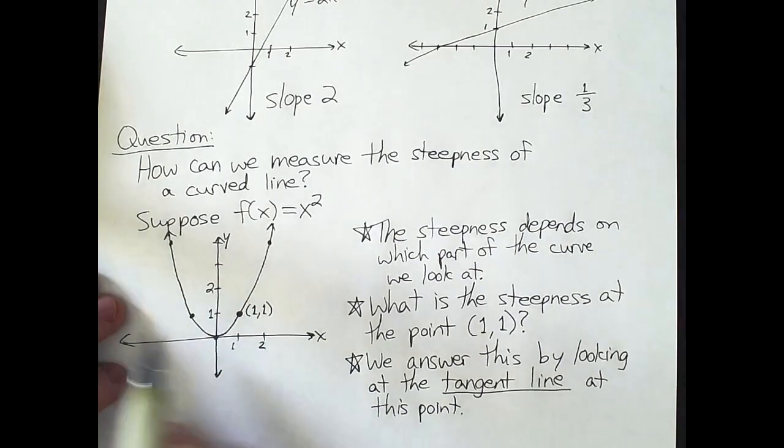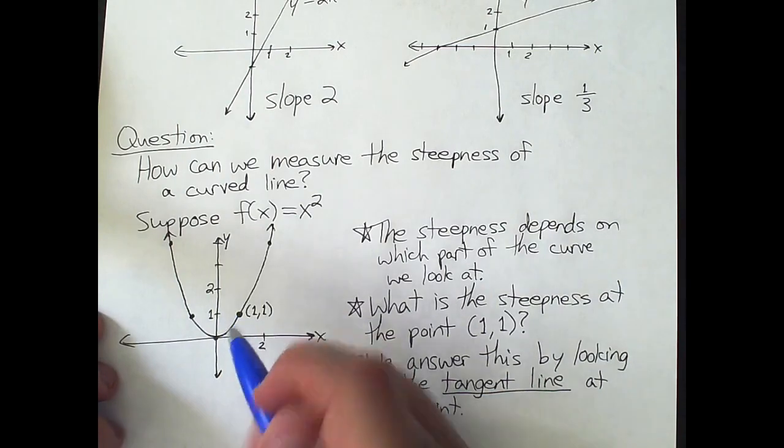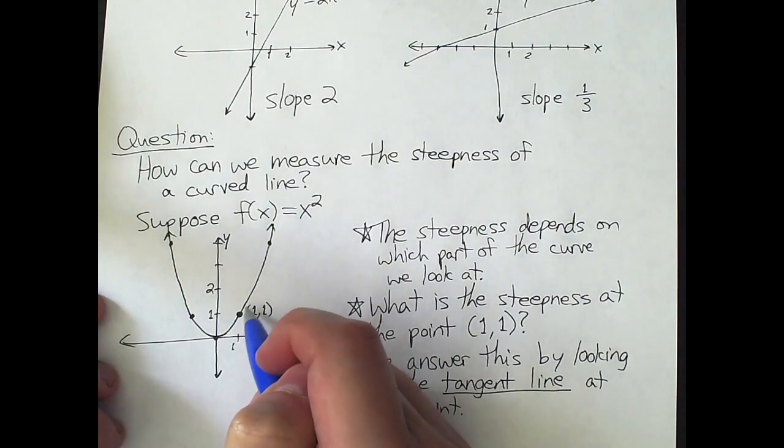So, this is a curved line. It's not straight. If this were a straight line, then we'd be able to calculate the slope. We know how to do slope of straight lines. So what we do is we draw a straight line at our point of interest, and it needs to follow the same steepness as the curve.